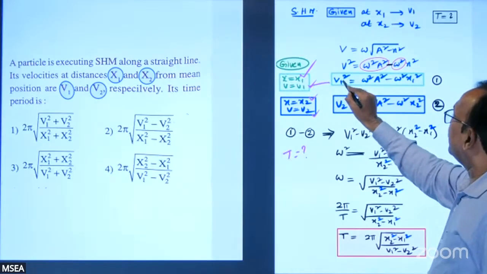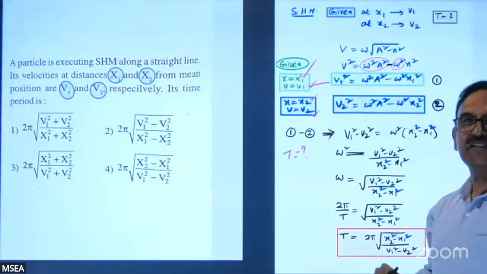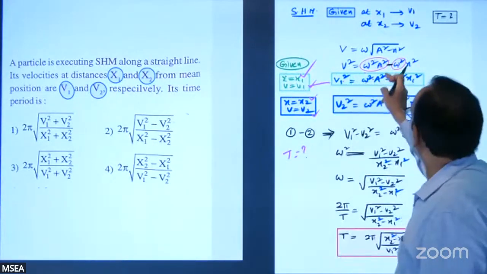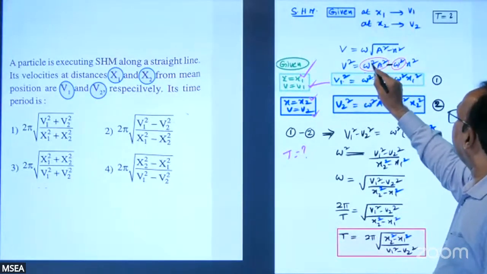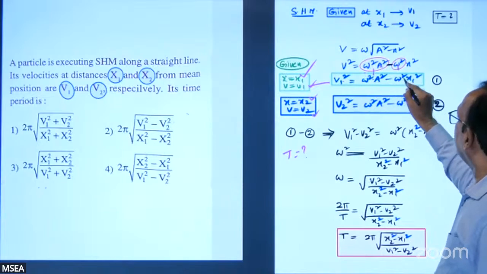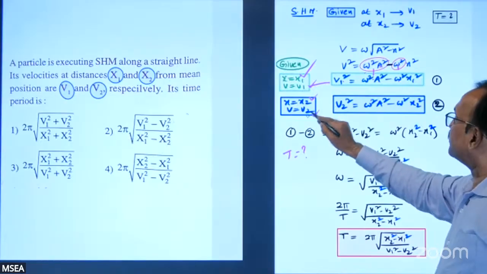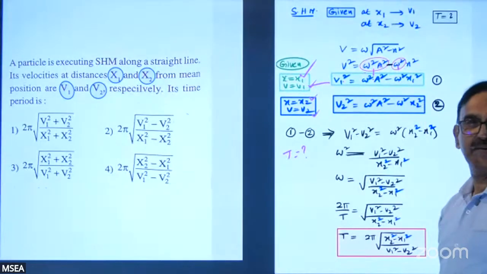Now here you can write v1 square is omega square a square minus omega square x1 square. We already discussed that for a given SHM, the amplitude and omega remain constant, so these terms are constants. In the next case, when the position is x2, velocity is v2. Here v2 square is omega square a square minus omega square x2 square.